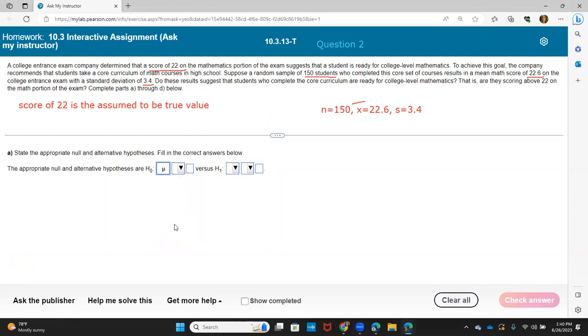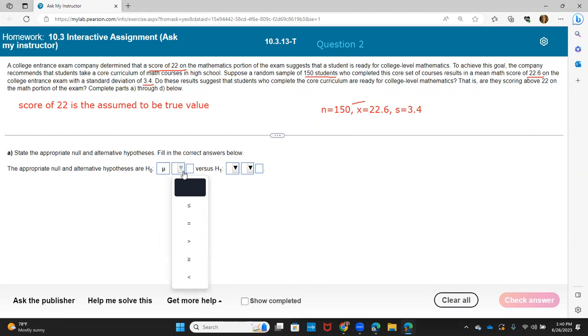For all of these hypothesis tests, it's always talking about the population. Even though they give us sample data, we're trying to use that to make a prediction about the population. So if it's about means, the hypotheses will have mu in it. If it's about proportions, they'll have p, not p hat. Okay, so hopefully that makes sense. So I'll say mu.